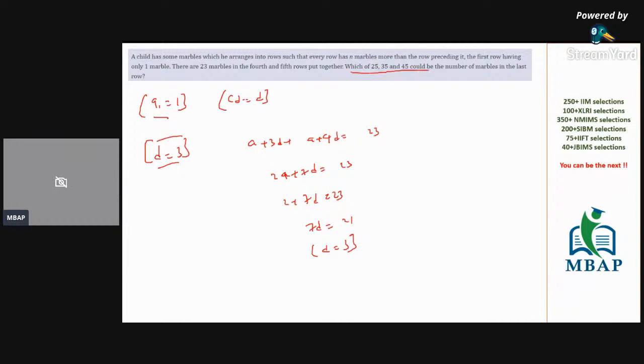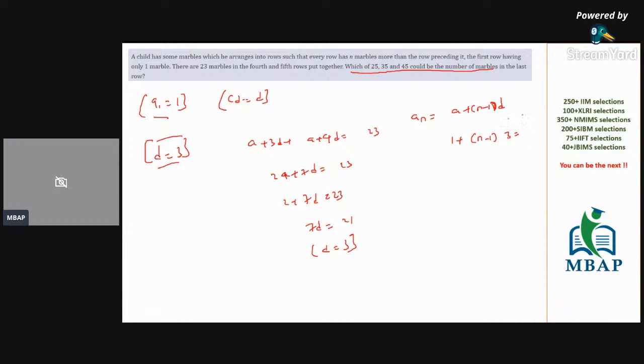The question is which of the following could be the number of marbles in the last row? So An is given by what formula? It's A plus n minus 1 into D, right? Now here, what is the value of A? The value of A is 1. N minus 1 I do not know, but the common difference is 3.